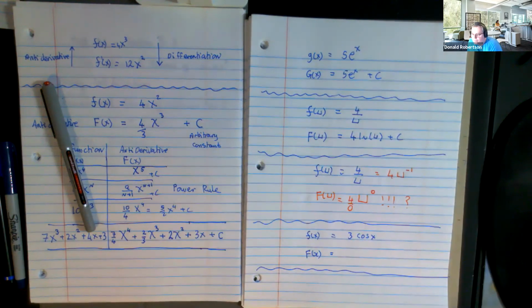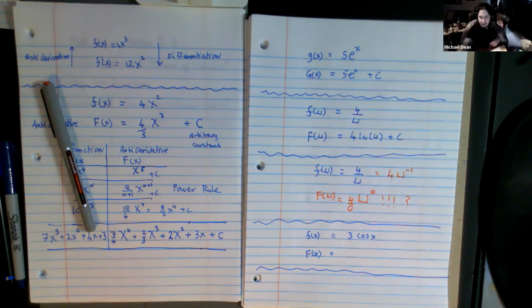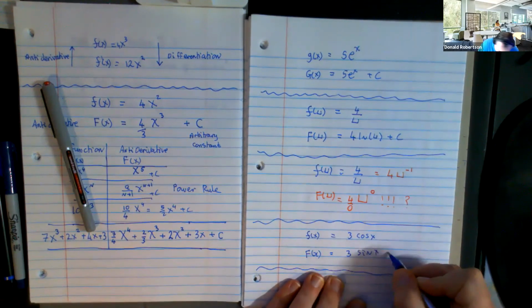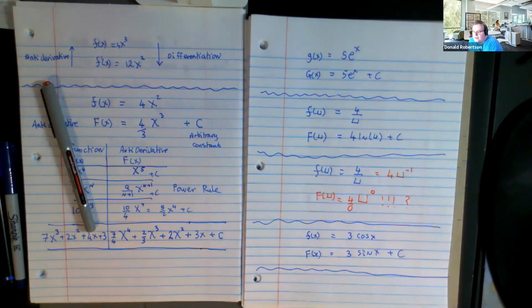So 4 over u is 4 logs. You have to memorize this one or just remember it. Antiderivative of a cosine. Sine, or like negative 3 sine x. Agreed. Right, let's check it out. What'd you get if you differentiate 3 sine x? Don't you get 3 cosine x? It's the right answer, isn't it?